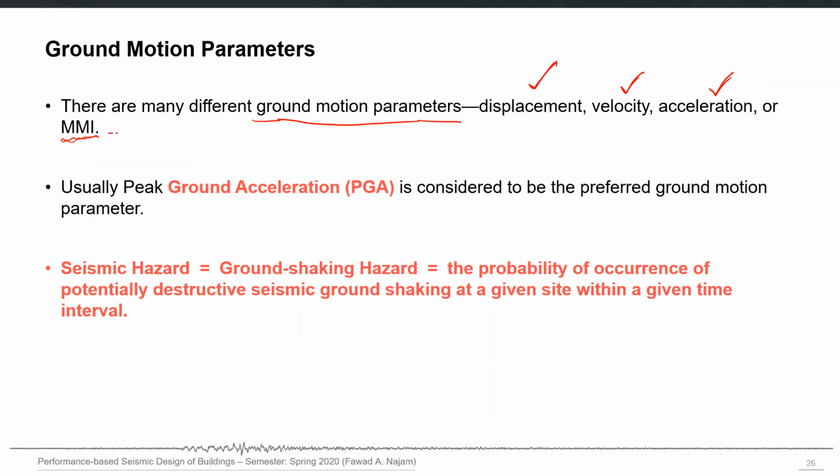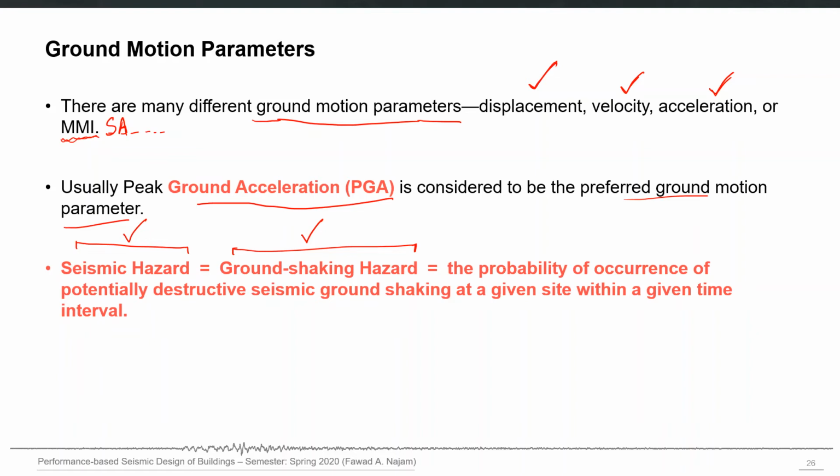And by the way, there are other ground motion parameters also. For example, the spectral acceleration is also an important ground motion parameter, and nowadays it is most widely used. But generally the peak ground acceleration, PGA value, is considered to be the preferred ground motion parameter. The seismic hazard now, in our case, will become the ground shaking hazard. So we are not talking about tsunamis or liquefaction or all others, we are talking about ground shaking hazard when we talk about seismic hazard.